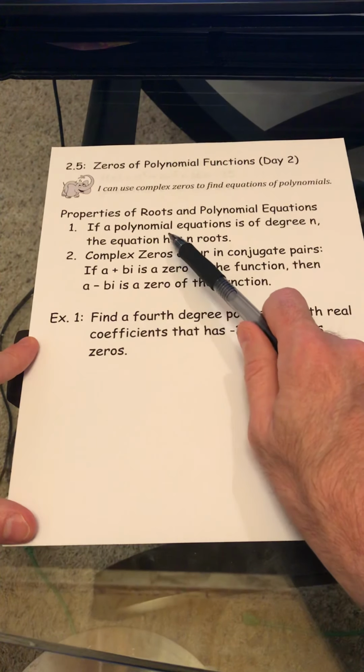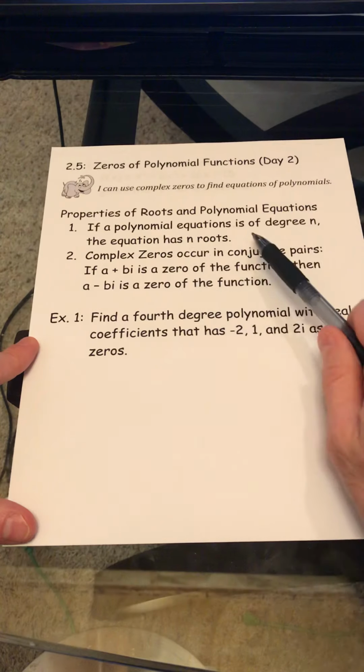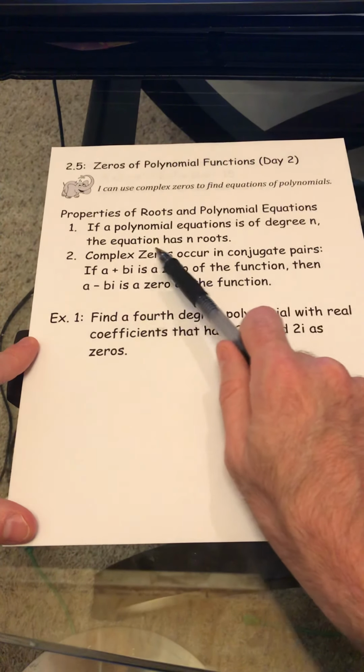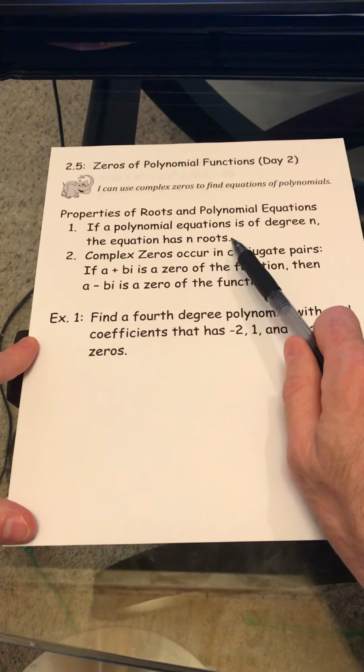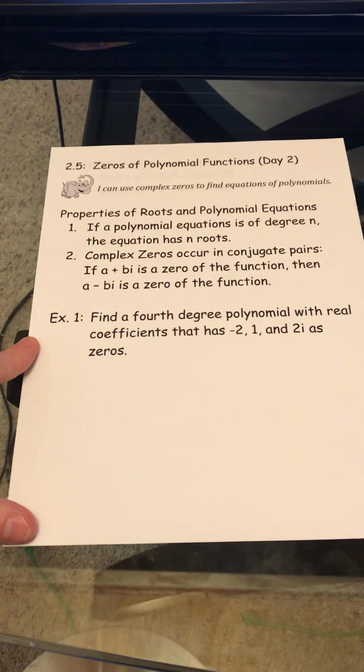If a polynomial equation is of degree n, that means the equation has n roots. So if it's 4th degree, 4. If it's 5th degree, 5. If it's 3rd degree, 3. Quadratic, which is 2nd degree, has 2.